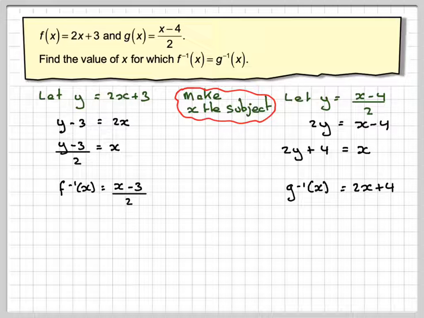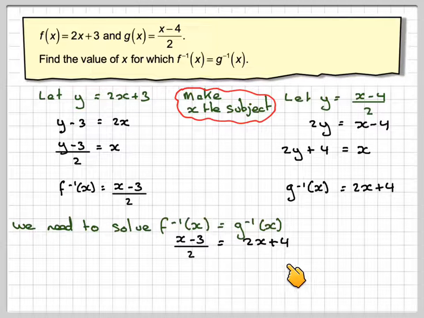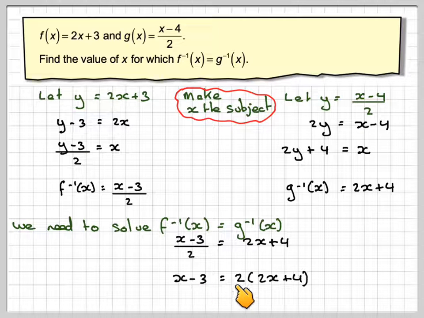Right, we now have to find the value of x such that f to the minus 1 of x is equal to g to the minus 1 of x. So we put (x minus 3) over 2 equal to 2x plus 4, and then solve the resulting equation. First step would be to multiply both sides by 2, so we get x minus 3 equals 2 brackets 2x plus 4. Expanding the bracket here, we get 4x plus 8.